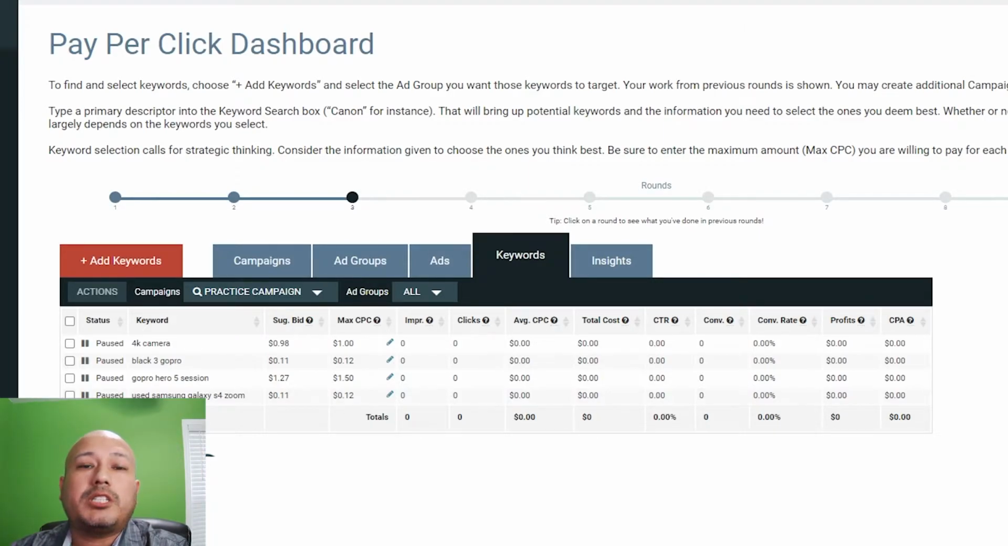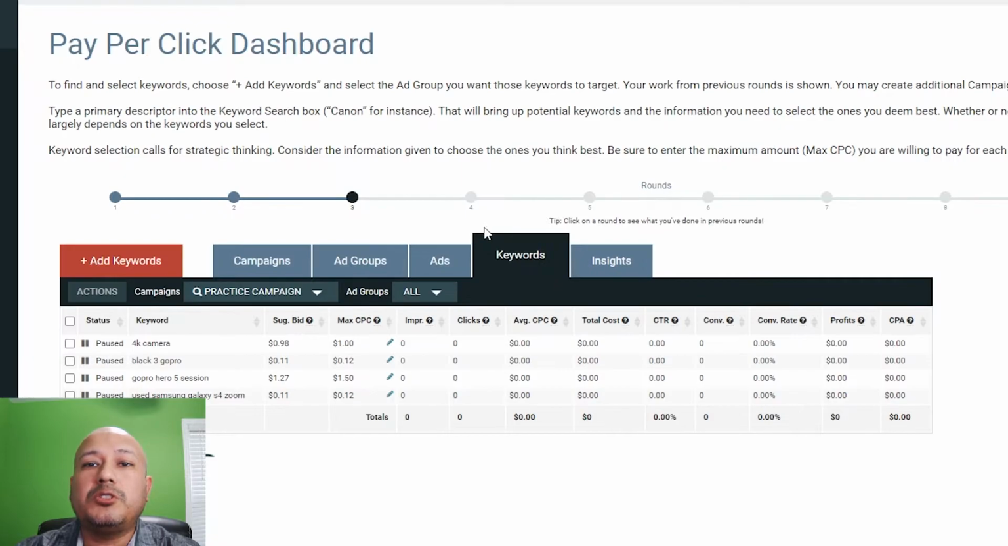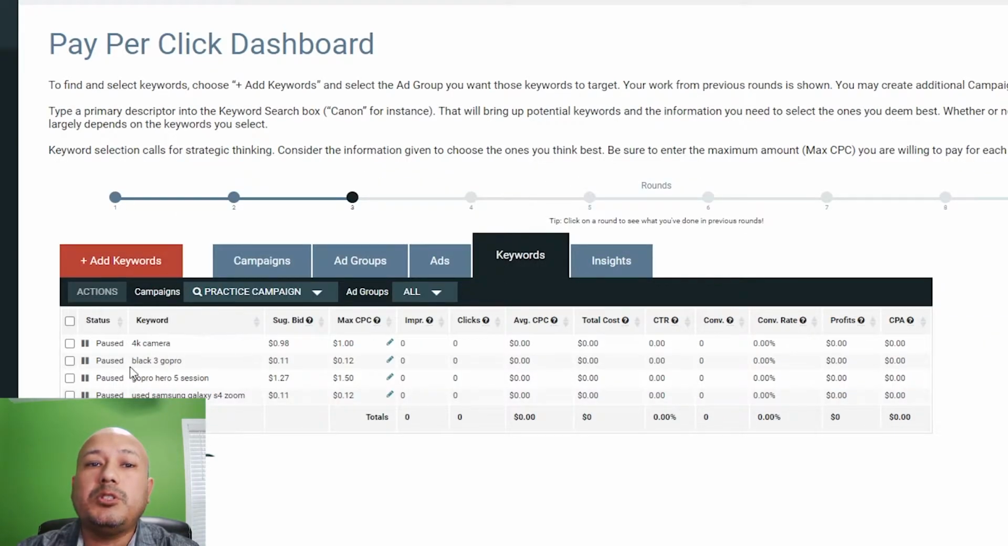So I'm not quite sure what the student is trying to do here, but as we talked about in class many times, if you're advertising Samsung Galaxy phones, then your ad should be about Samsung Galaxy, and your keywords should be about Samsung Galaxy. Similarly, if you're advertising Canon cameras, then your ad should be about Canon cameras, and your keywords should be about Canon cameras.